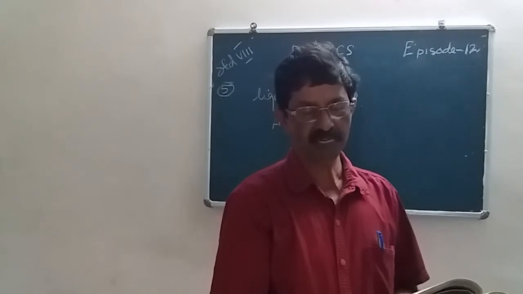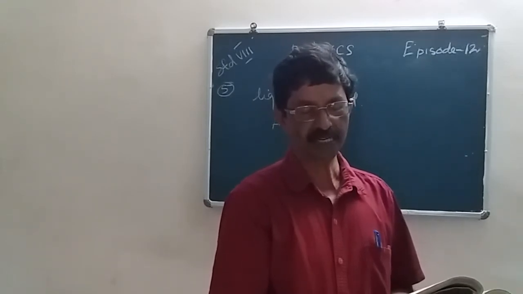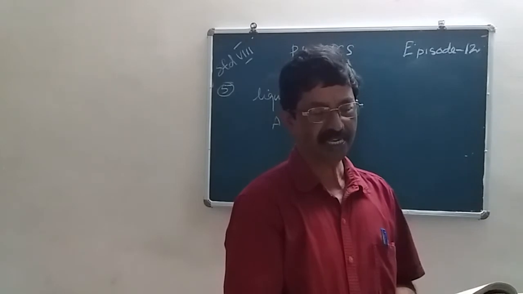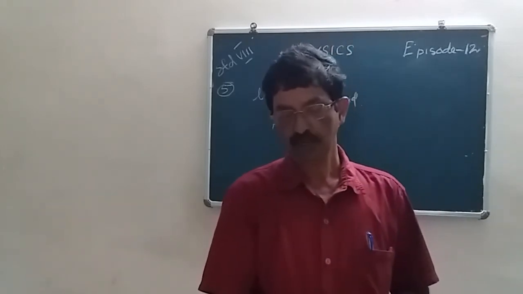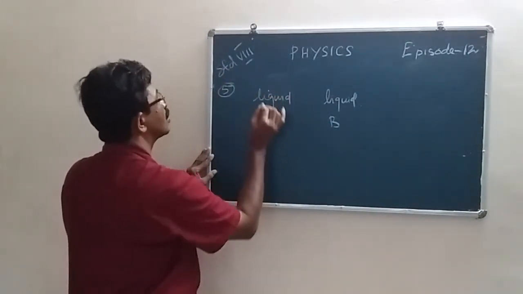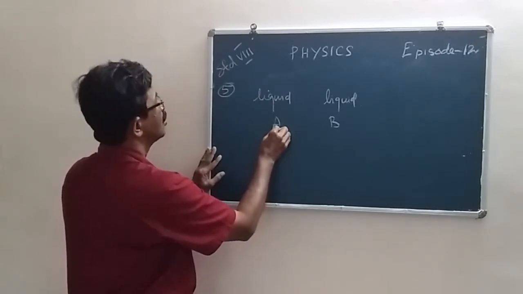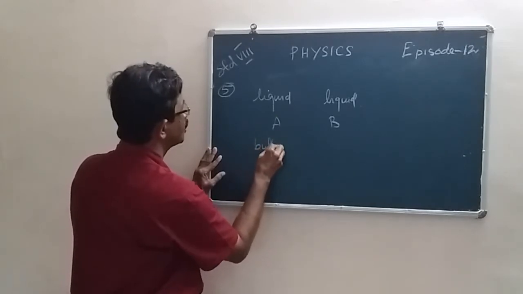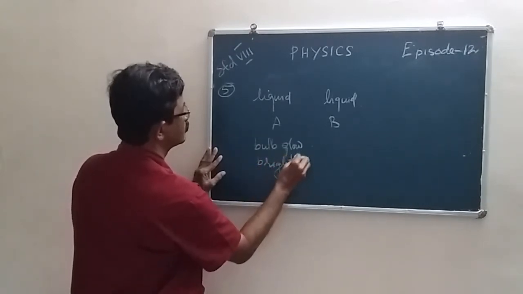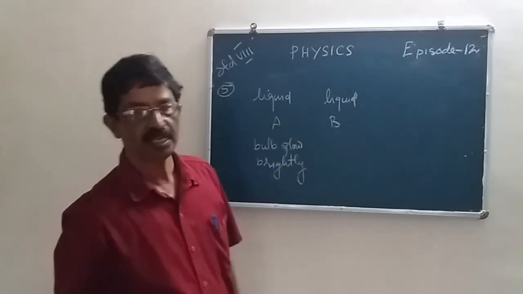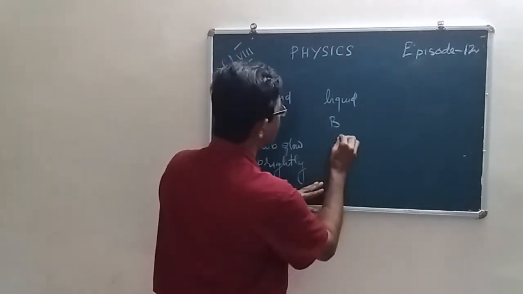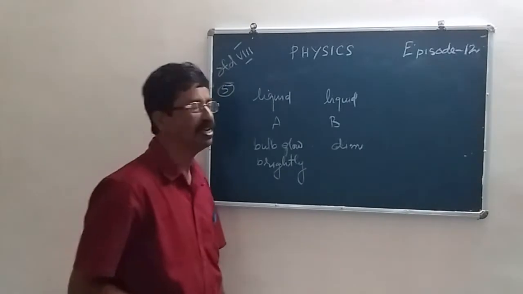It is found that the bulb of the tester glows brightly for liquid A, while it glows very dimly for liquid B. You would conclude that, see, in liquid A, here the bulb glows brightly. In liquid B, in that case the bulb glows dim. That means dim, that means very faint.